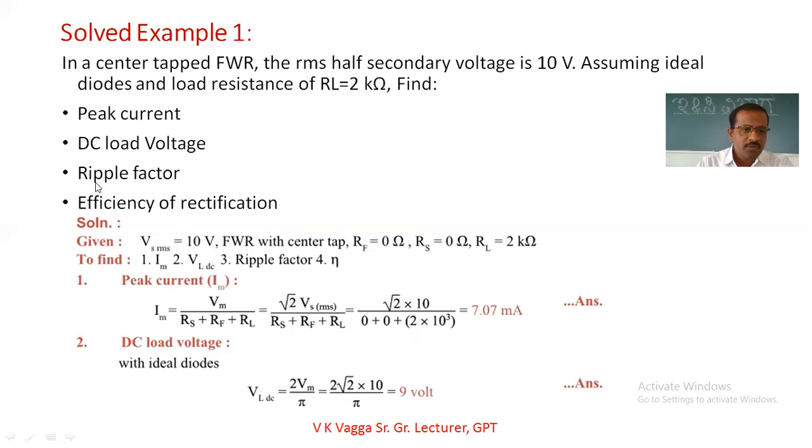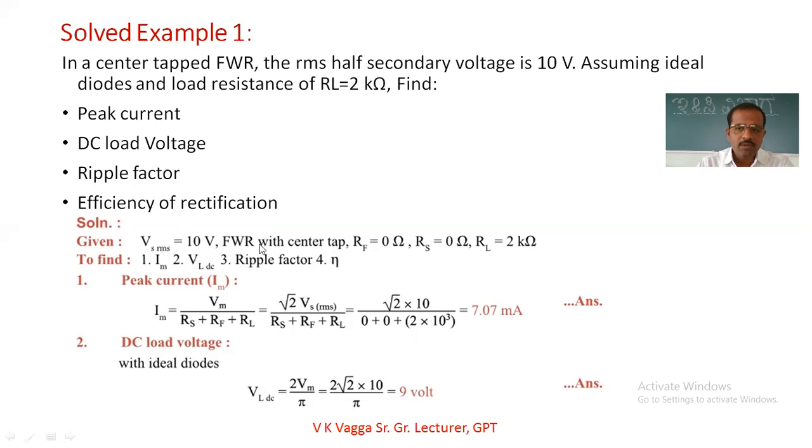It is also asking to calculate the ripple factor, which is equal to r, and the efficiency of the rectification. Eta is to be calculated. So all these four parameters are to be calculated.